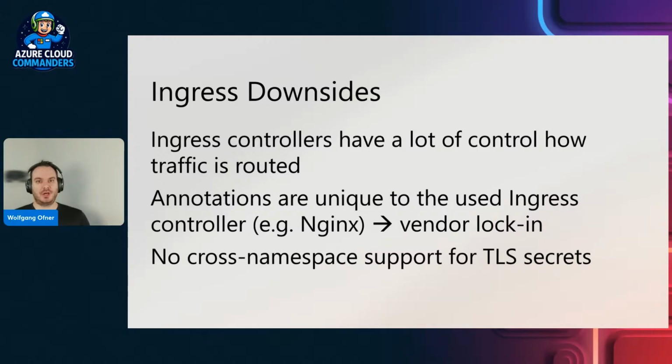Then what's also a bit annoying is we don't have any cross-namespace support. This means all our TLS secrets need to be in the same namespace as our ingress. It's not the biggest problem, but if you have a bigger cluster and multiple teams, it might be nicer to separate everything, give different permissions, and with ingress, that's unfortunately not possible.